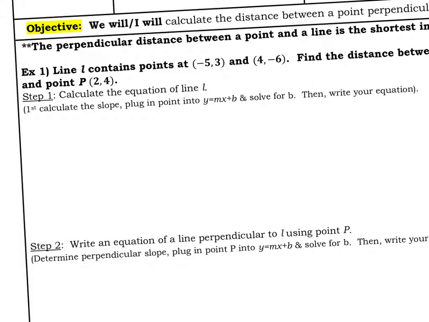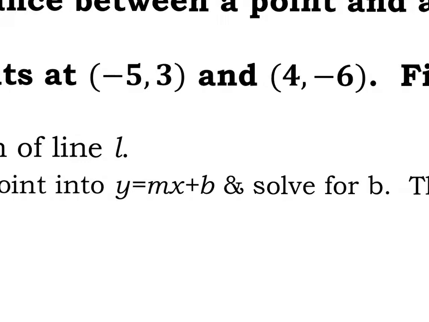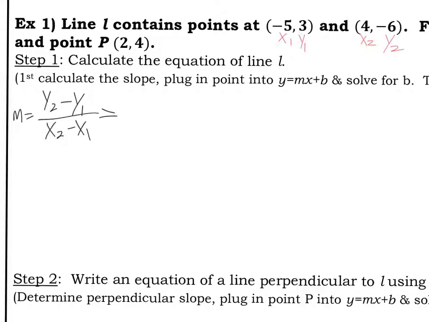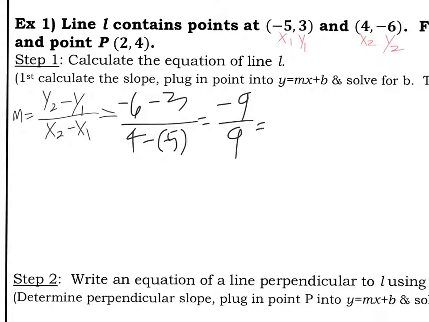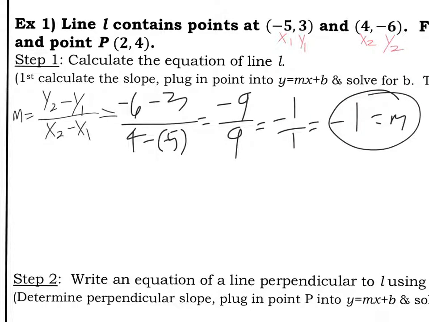The first thing is to figure out your slope. Your slope uses the two points that you're given, and remember, you have to label them x1, y1 and x2, y2. Your slope formula is y2 minus y1 over x2 minus x1. So I'm going to write -6 minus 3 over 4 minus -5. That gives me -9 on top and +9 on the bottom, which equals -1 over 1. Anything over 1 you can just write as a whole number, so that equals -1. So that's my slope.